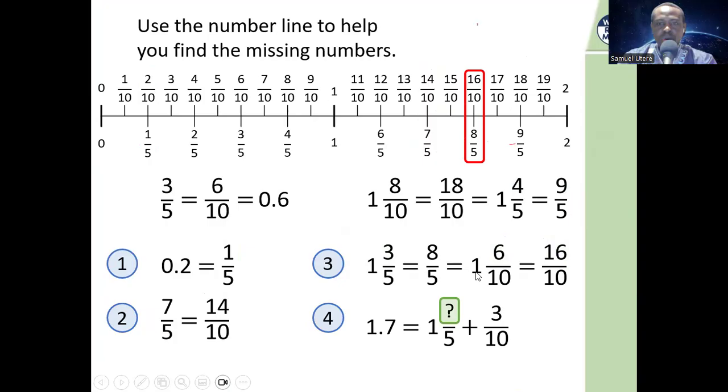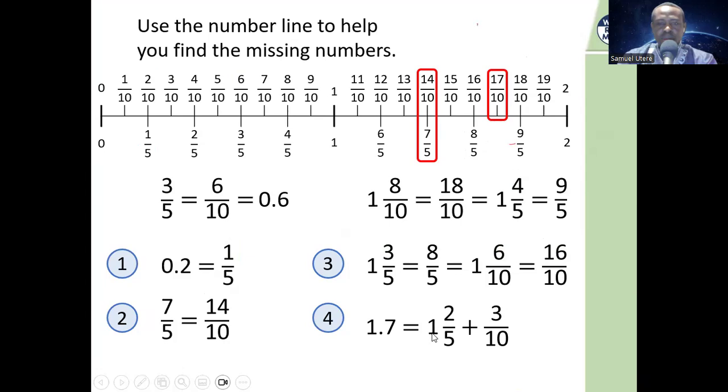Remember, 1 whole is the same thing as 10/10. Here, 1 whole is the same thing as 5/5. So this will be 8. So 5 plus the 3 will be 8/5. 1.7 is the same thing as 1 7/10. So if we use that, it will be 17/10. And then that is the same thing as 1 1/2 plus 3/10. All right.